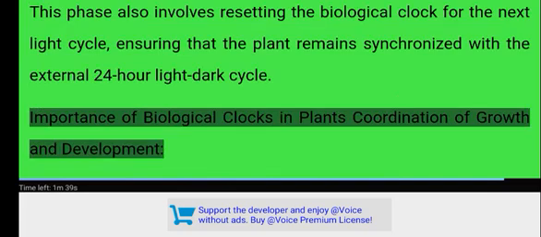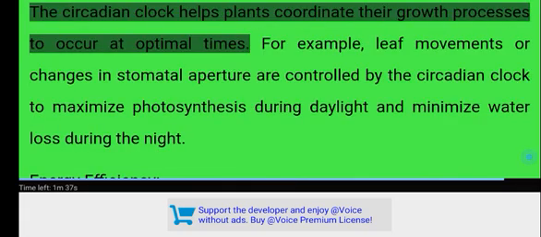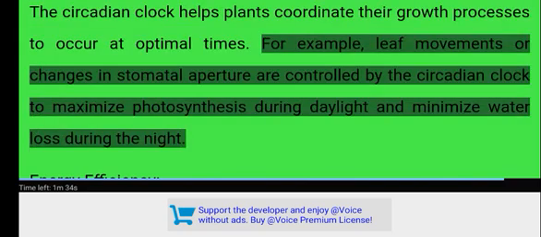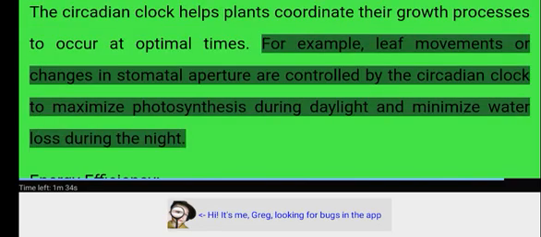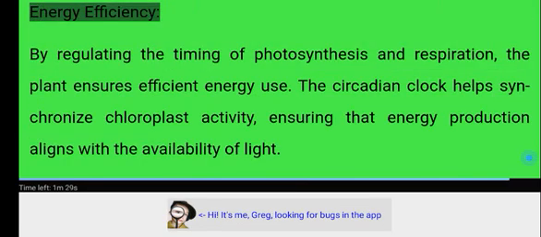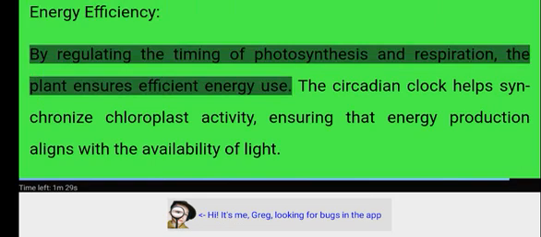Importance of biological clocks in plants: coordination of growth and development. The circadian clock helps plants coordinate their growth processes to occur at optimal times. For example, leaf movements or changes in stomatal aperture are controlled by the circadian clock to maximize photosynthesis during daylight and minimize water loss during the night. Energy efficiency.